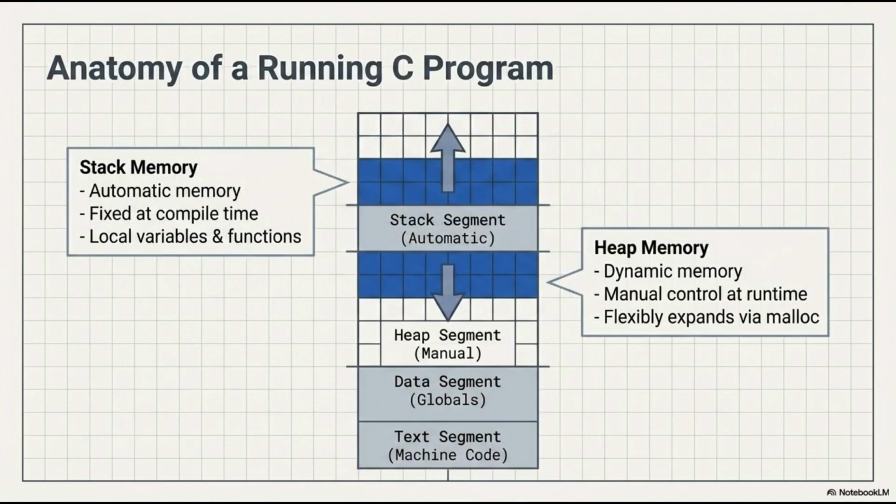Now, if you look closely at how that RAM workbench is specifically sliced up for a running C program, you'll notice a distinct vertical layout. At the top, growing downwards, we have the rigid automatic stack. And then right there in the middle, growing upwards, is the expansive manual heap. This physical separation is absolutely crucial. It's the key to understanding exactly why dynamic memory is so incredibly powerful.